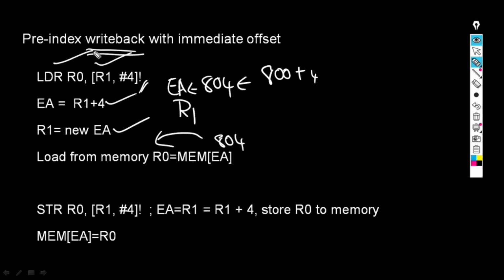If you are considering the load instruction, what happens to store? The calculation remains the same. Instead of loading, we'll be storing here. That is, the effective address will be the same as R1, we know that, and we perform this operation, that is R1 plus 4, as expected. After that, what we do is we store R0 to memory. How do we do that? In this particular case, if the memory location is 804, whatever data is there is replaced with the value of register R0.